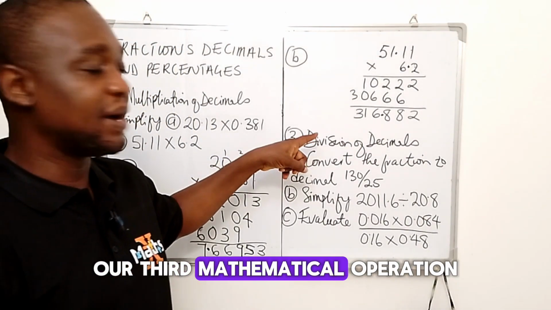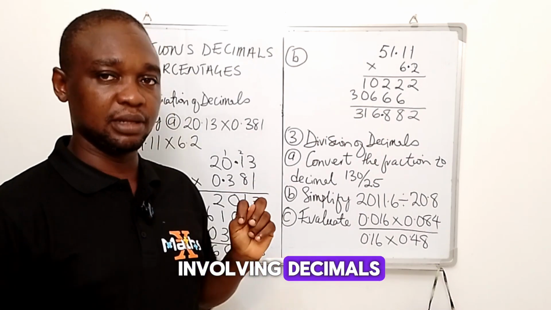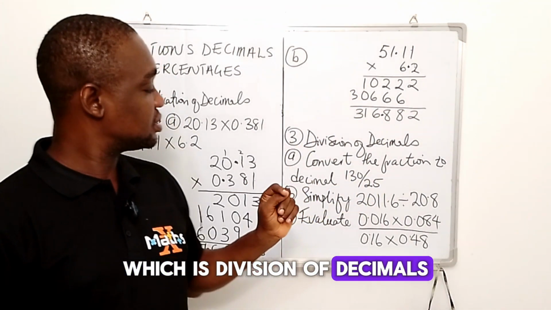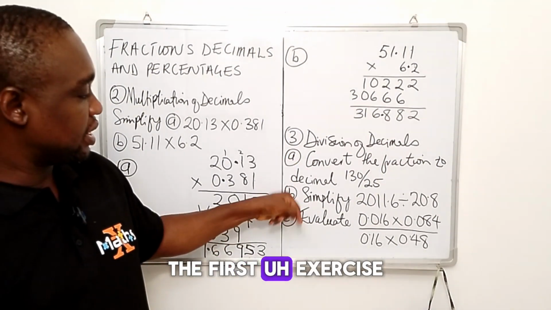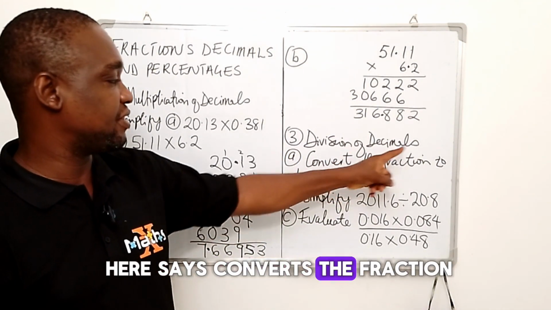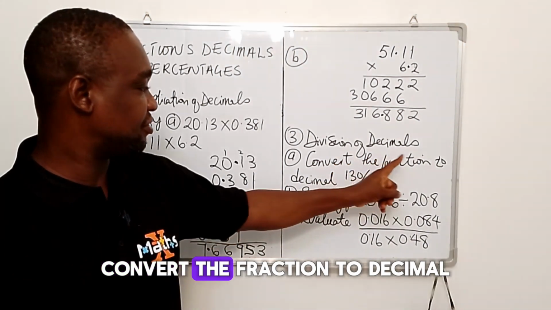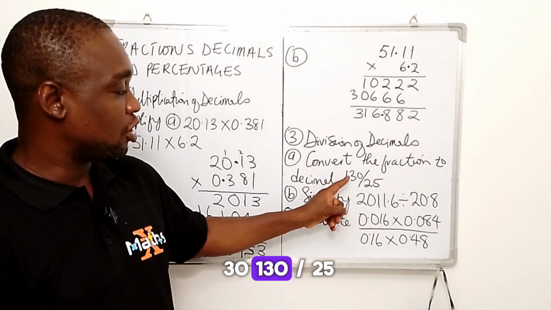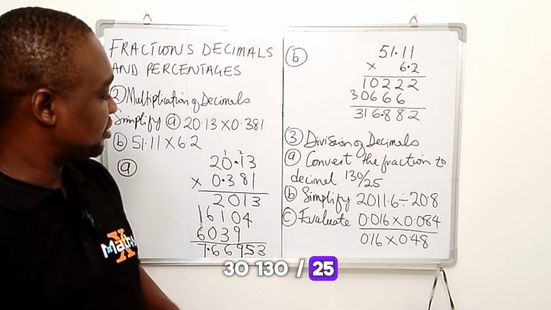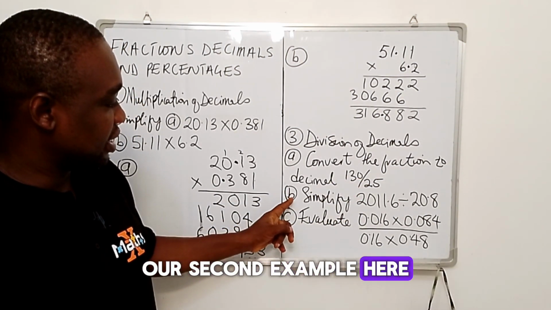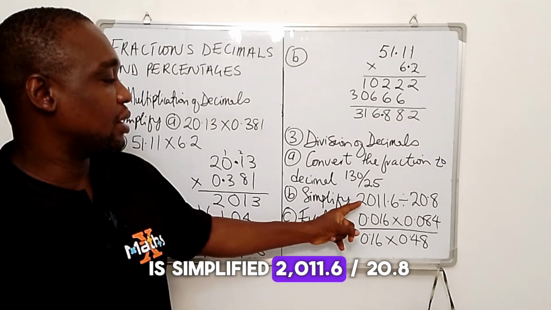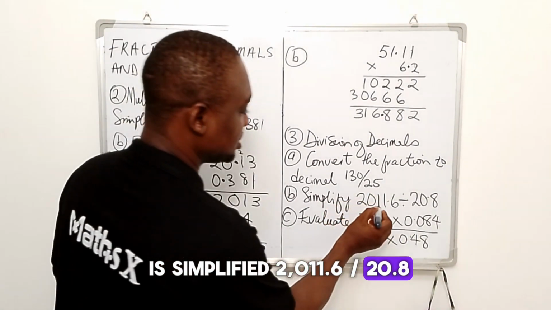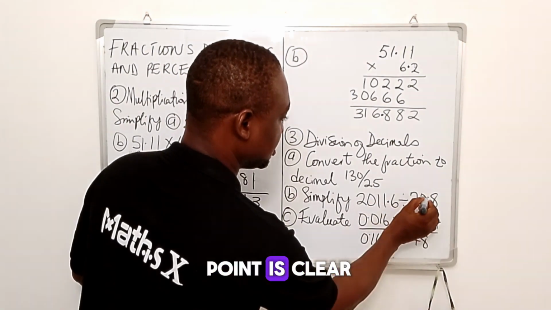Our third mathematical operation involving decimals is division of decimals. The first exercise says convert the fraction to a decimal, and that fraction is 130 divided by 25. Our second example is simplify 2011.6 divided by 20.8. I hope our decimal point is clear.